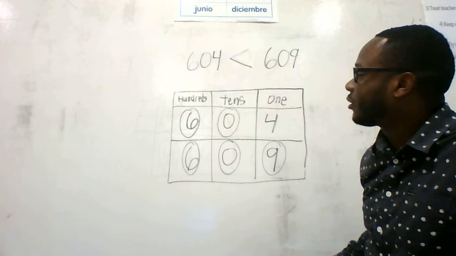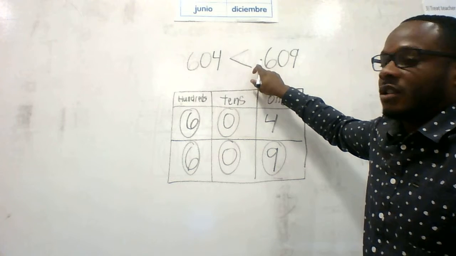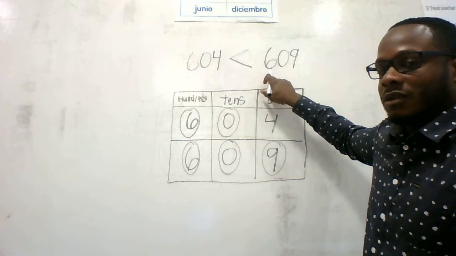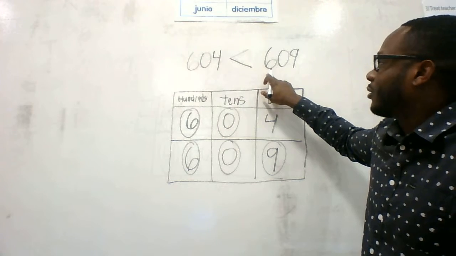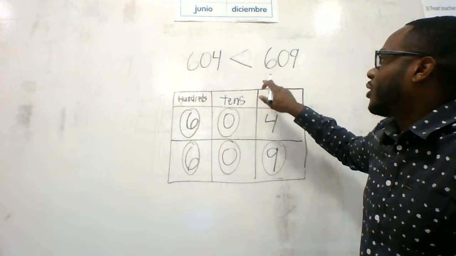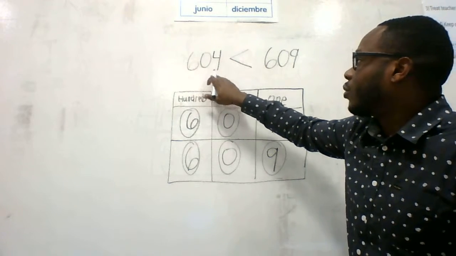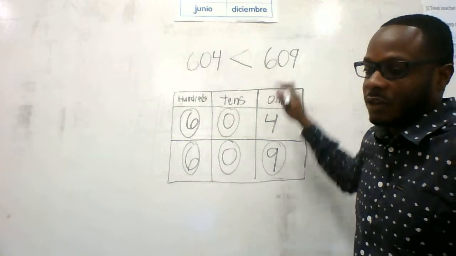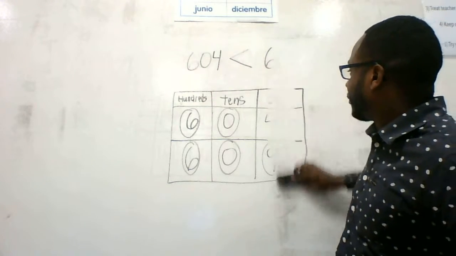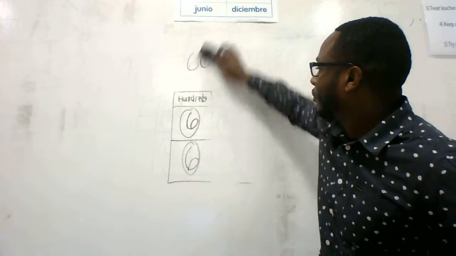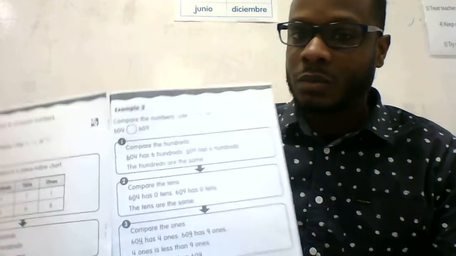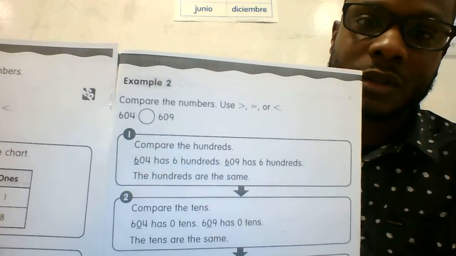than 604. Remember, the opening for the greater than symbol goes over to the larger number. So the larger mouth opening goes to the larger number. 609 is greater than 604, or in this case, 604 is less than 609. That was example 2 in your workbook. Compare the numbers, use greater than, equal, or less than.